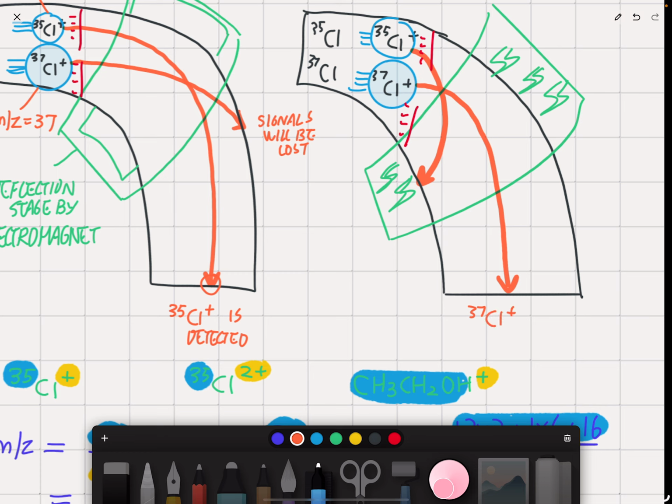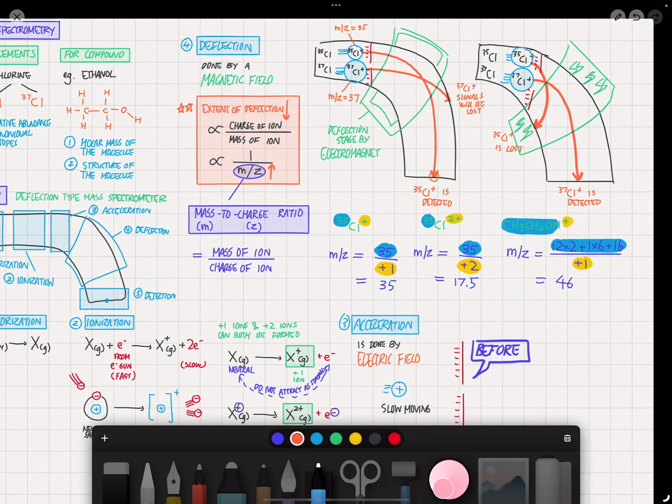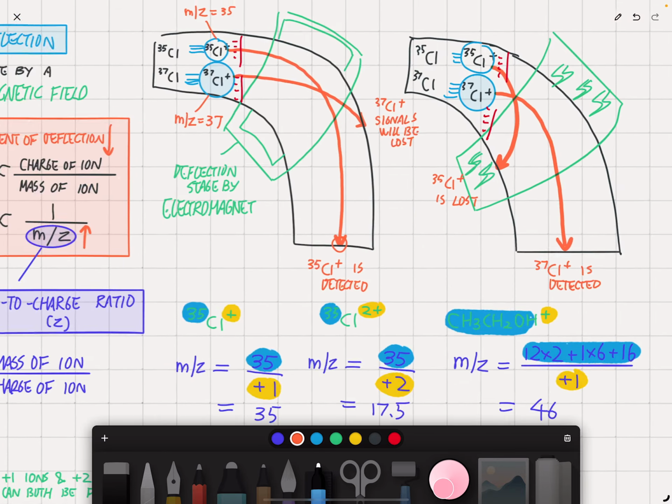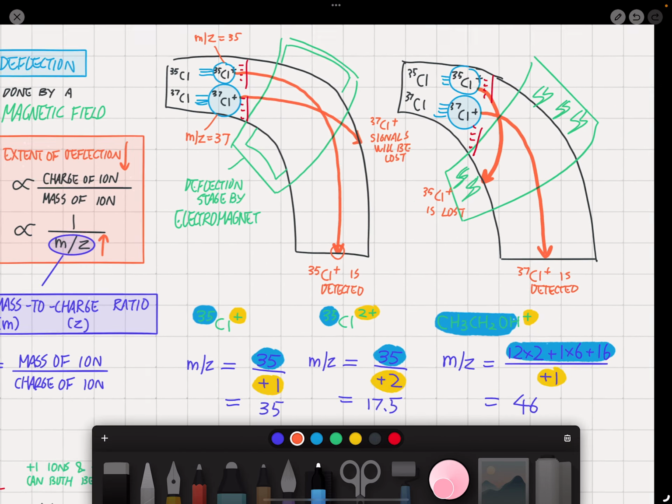And so you see, every time one particular sample with a certain mass to charge ratio will be detected, while all the other samples with a different mass to charge ratio will be lost, as they will hit a wall. You see, like in here, like what happens to 35Cl+, so it's lost. So all the 35Cl+ are lost. And in here, all the 37Cl+ are lost. So at any given time, only one type of ion with a certain mass to charge ratio will be able to hit the detector and be detected. So this is the workings, okay, of a mass spectrometer.